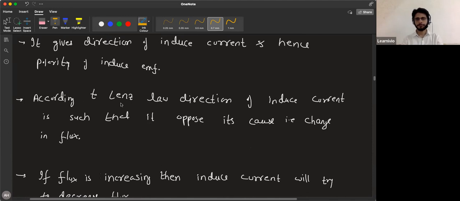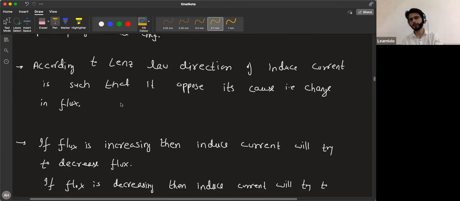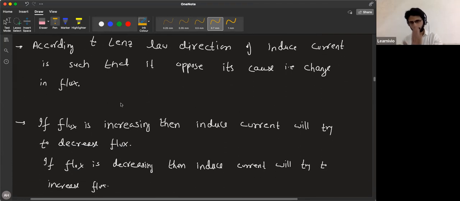Sir, what do we mean by opposing its cause? Induced EMF or induced current, it's opposing its cause. Why does it oppose its cause? Arpit, you're asking why it opposes its cause. If it doesn't oppose, then it will violate the conservation of energy. It opposes its cause just to conserve energy. We'll see in a few examples. You will notice if you don't follow Lenz's law, then energy conservation gets violated. So the answer to your question is it opposes its cause just to conserve energy.